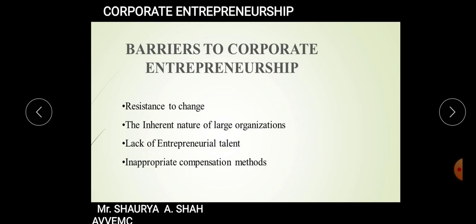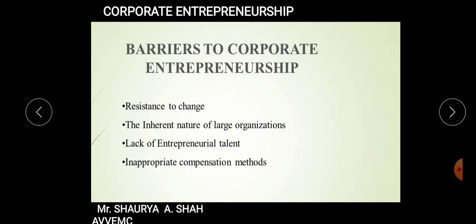Moving on to the next part, students, is the barriers to corporate entrepreneurship, right? What do you mean by barriers, students? Means the hurdles, right? They are the hurdles through which corporate entrepreneurship cannot be achieved or cannot be developed. Fine. The very first among this is your resistance to change.